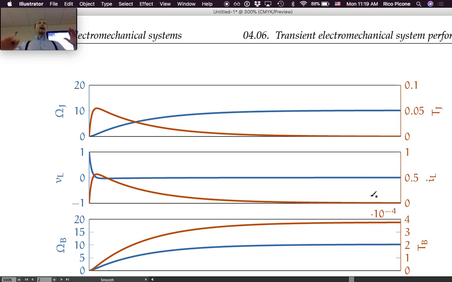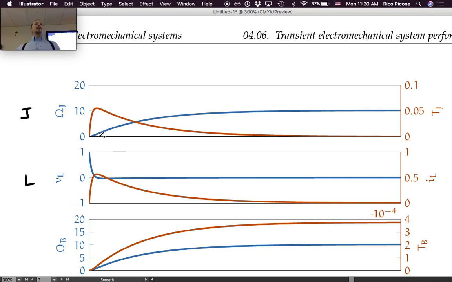So time is the time response of each of these. Now, each graph has the cross variable on the left-hand y-axis and the through variable on the right-hand y-axis, because they're different scales, they're different units. So two y scales. Each element, so this is the J variables here, and these are the L variables there. So I plotted omega J.